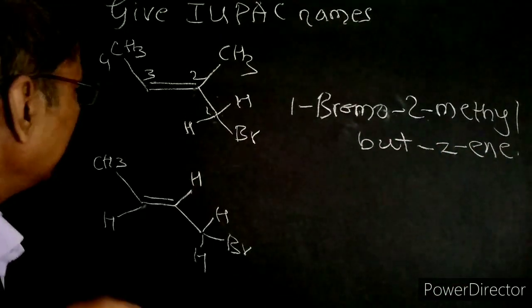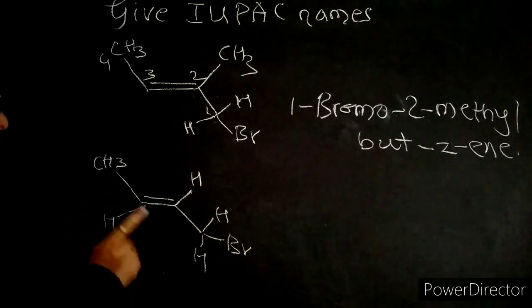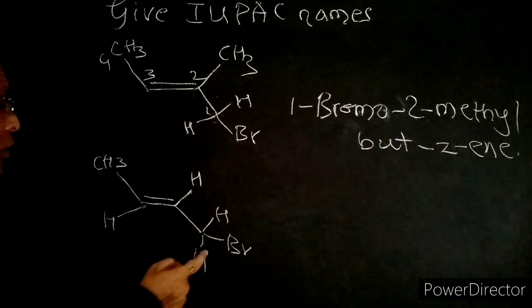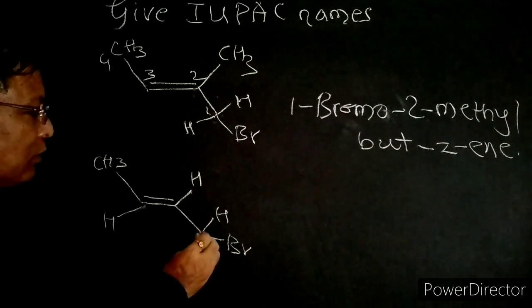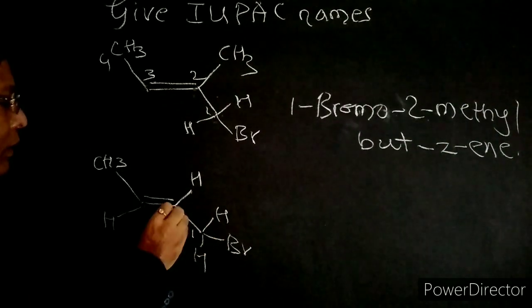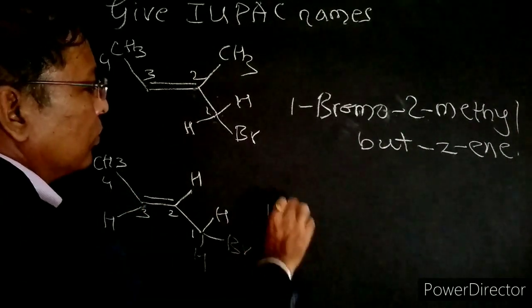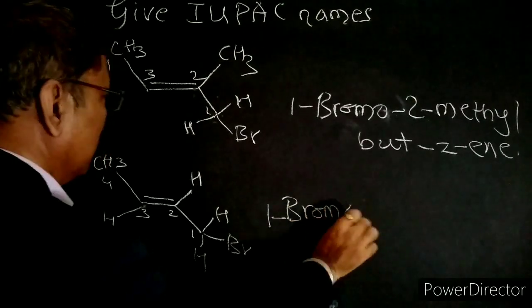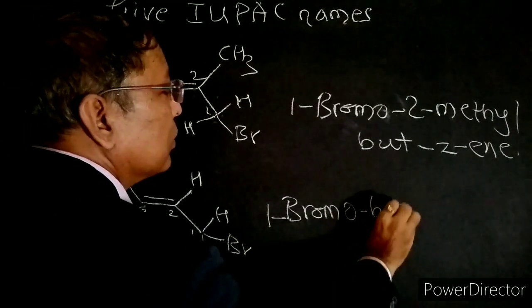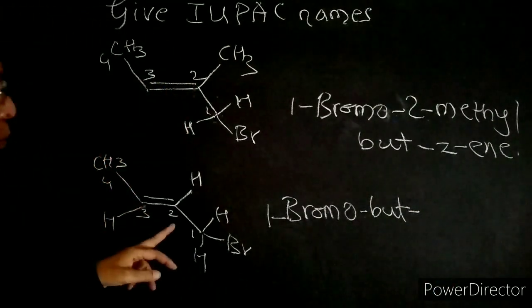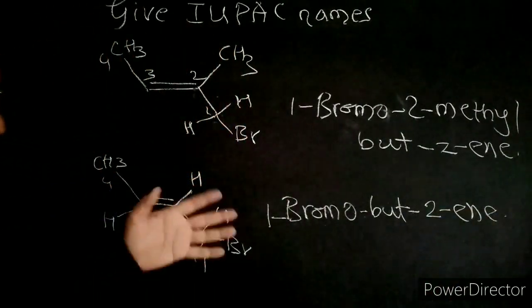Okay. Next, in this case also the double bond starts from the second carbon from this end, and from this end also from the second carbon atom. So preference is given to that side which has more substituents. Therefore this is first carbon, second, third, fourth. So 1-bromo. How many carbon atoms are there? 4. But, the double bond starts from second, so 2-ene. This is the IUPAC name.